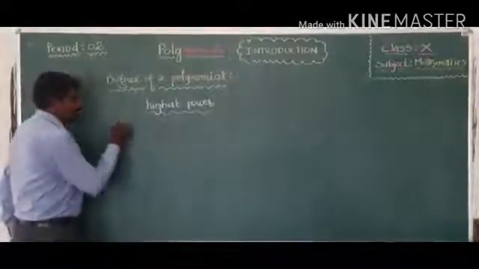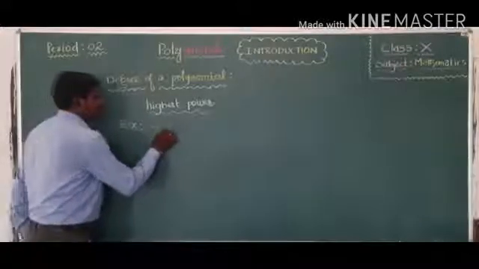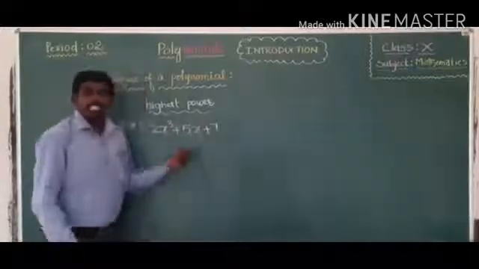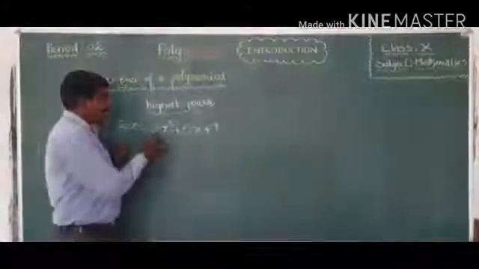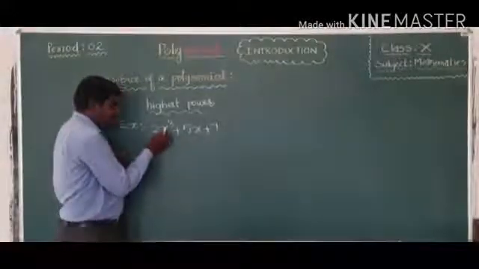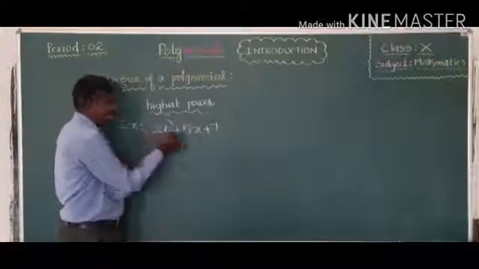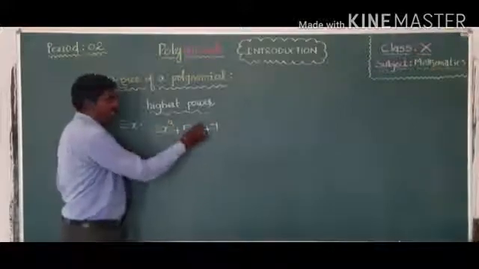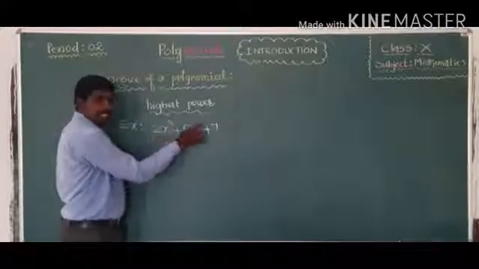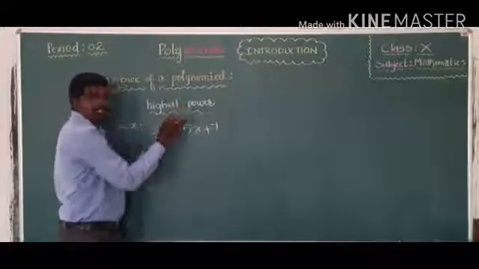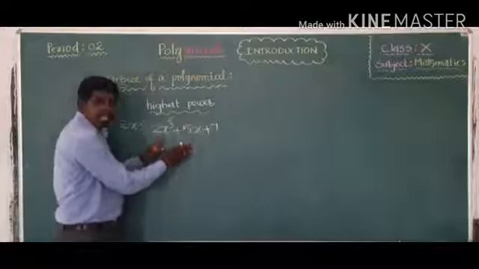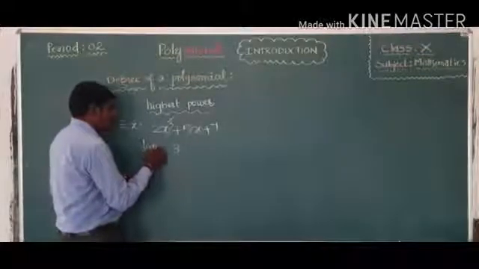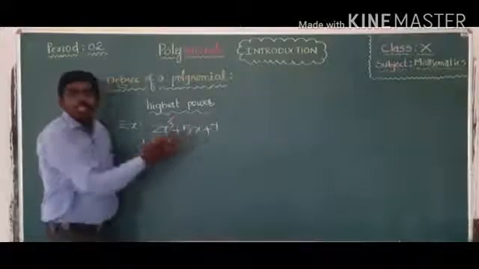One example I will give you: 2x cube plus 5x plus 7. First of all, it is a polynomial, and we look at the highest power of the variable. Here the variable is x, and the power is 3 in one term and 1 in the other. Which one is the highest? Here 3 is the highest. So the degree of this polynomial is 3.